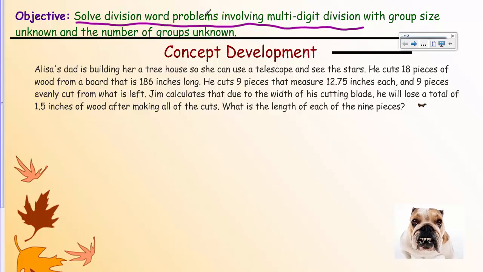We're actually going to be doing the exact same objective. We decided to take this lesson and break it up into two because we have word problems and we wanted to spend a little bit extra time doing that along with other activities. Anyway, it says that we're going to solve division word problems involving multi-digit division with group size unknown and the number of groups unknown. Basically, we don't know very much, do we? According to this objective, we're going to solve these problems, however.